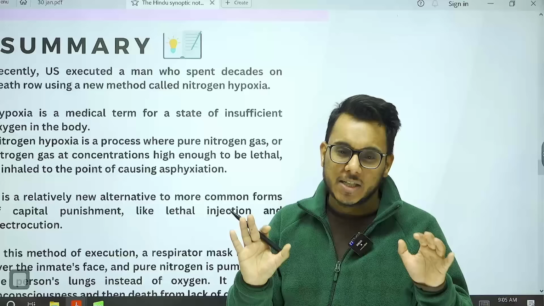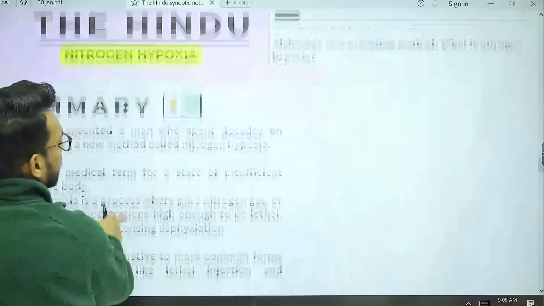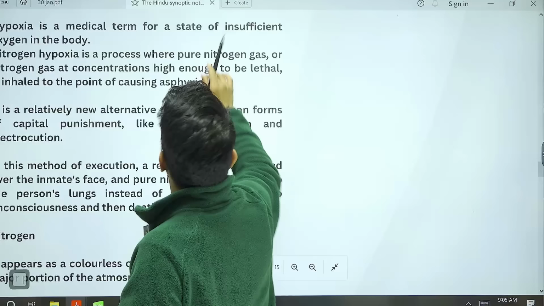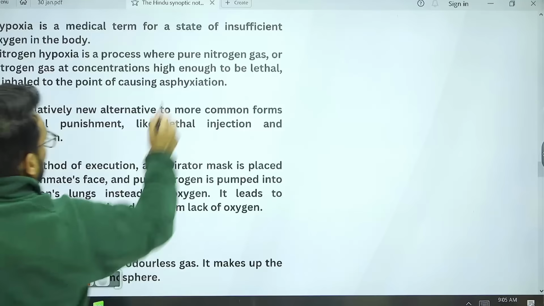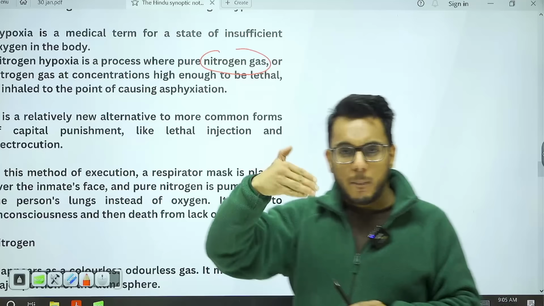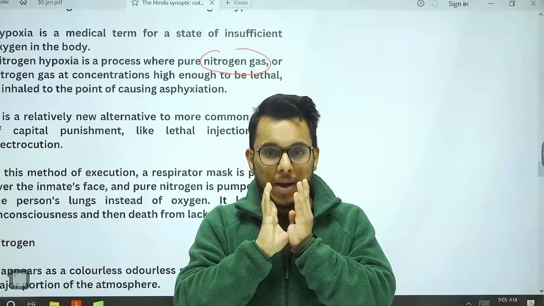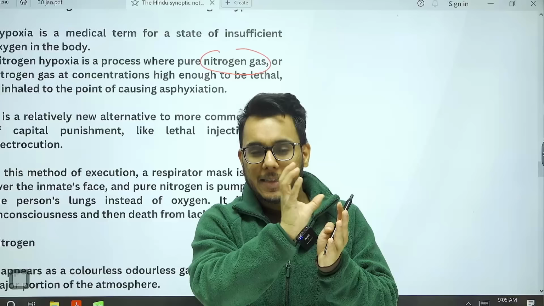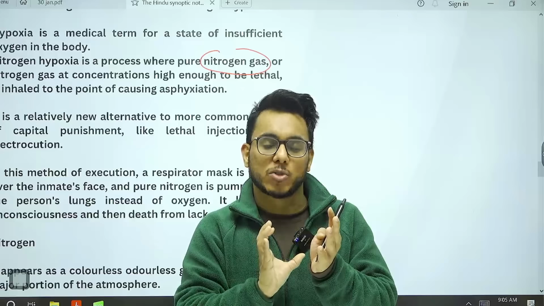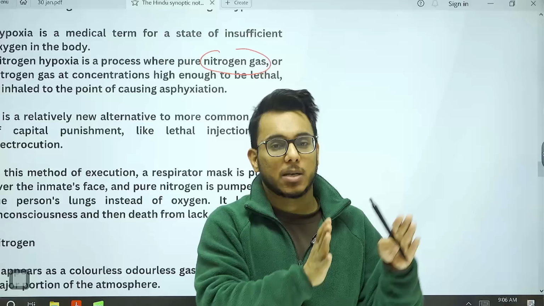In nitrogen hypoxia, pure nitrogen gas or concentrated nitrogen gas would be pumped into the body of a person. So what will be done? A person will be made to wear a mask. This particular mask will have a nitrogen gas supply, and that person will inhale nitrogen gas. As this person inhales nitrogen gas, the person will eventually pass out because of the lack of oxygen. And as a person passes out because of the lack of oxygen, it is the state of hypoxia. Gradually a person will die.